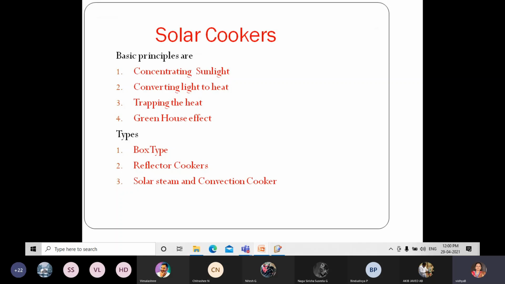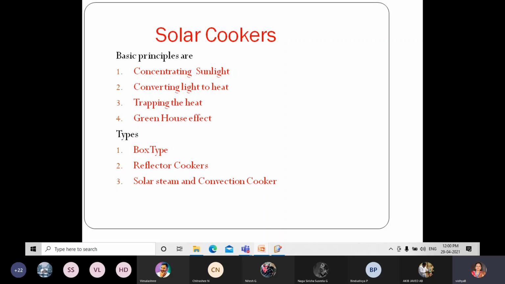Okay, first we shall discuss the basic principles: first is concentrating sunlight, converting light to heat, trapping the heat, and next is the greenhouse effect. First, concentrating sunlight. In that heading only it is there, concentrating sunlight. What do you mean by concentrating sunlight? Can anyone answer?